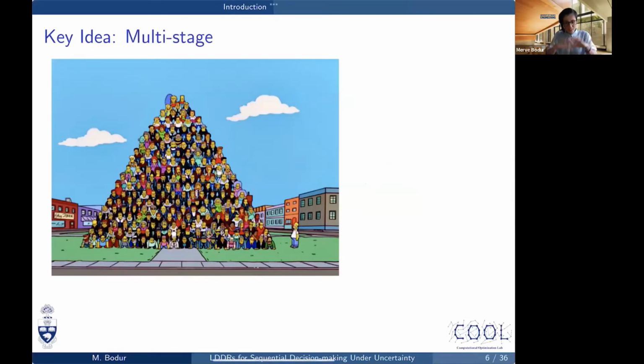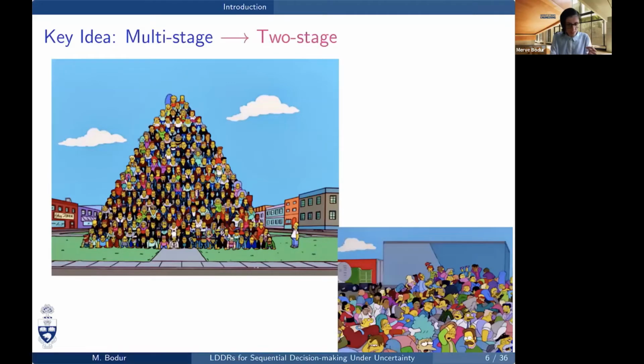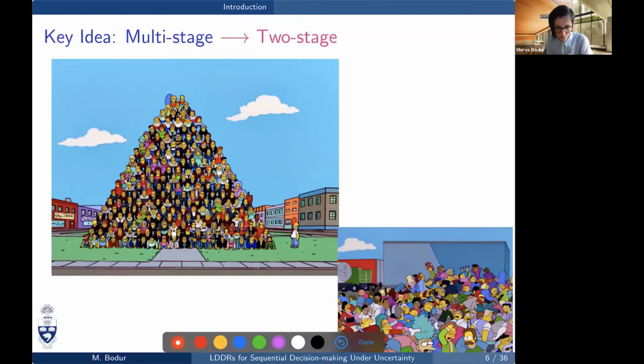So before I get into any details, let me just tell you the key idea. We are looking at these very challenging multi-stage problem classes. So these are notoriously difficult to solve, both theoretically as well as computationally. So let's simplify them. By the way, I will start annotating my slides so I cannot hide my color scale, you will be seeing it.